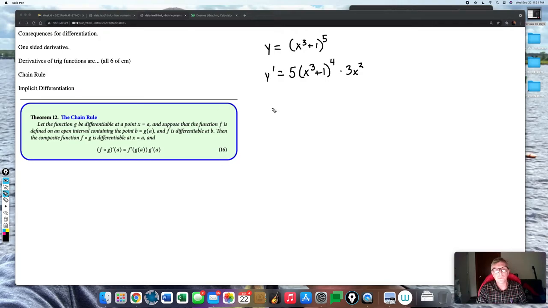Now, if you're in a multiple choice setting, or if you need to simplify this for something, later on you're going to want to simplify your derivatives because we have to use them for things.